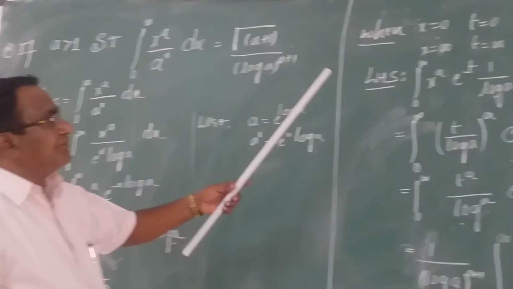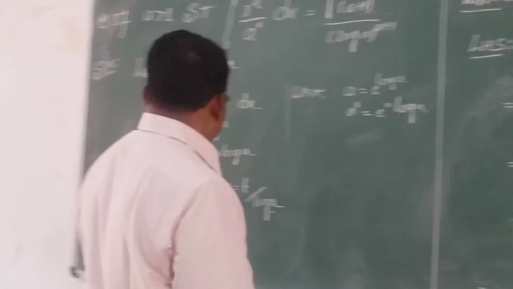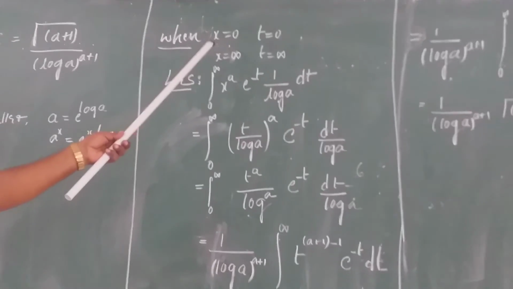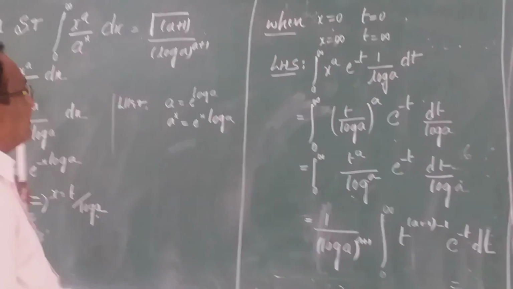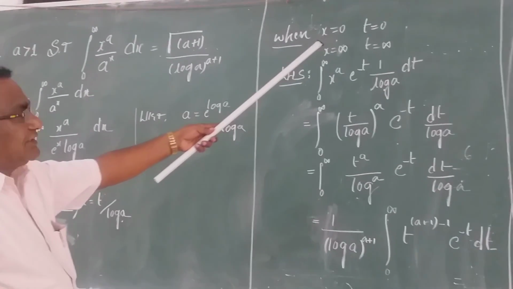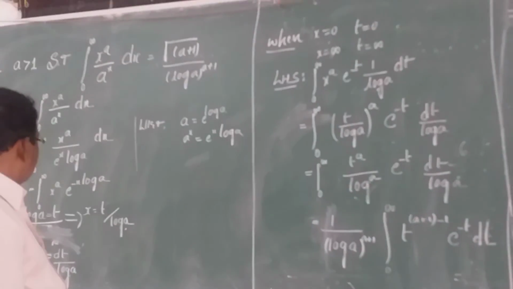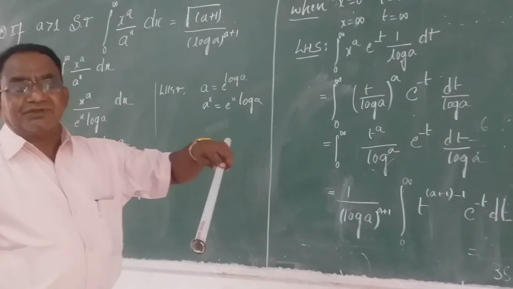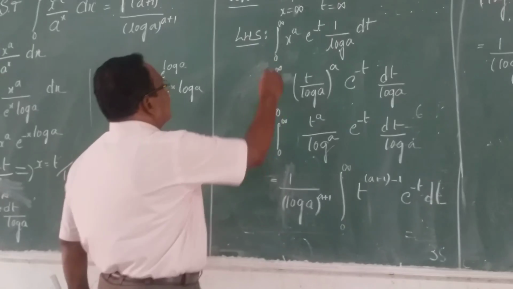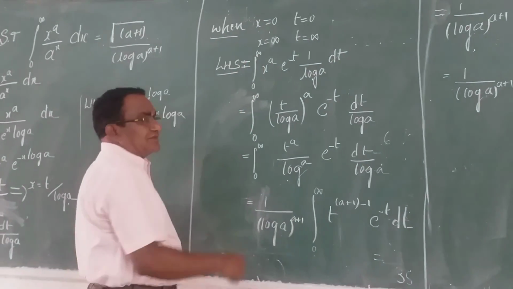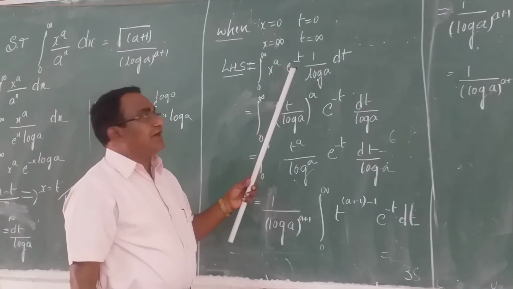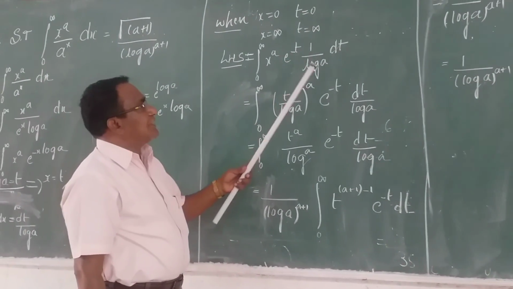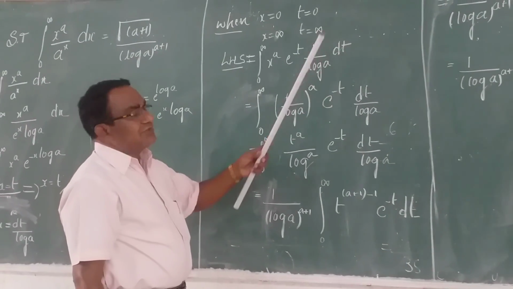Now, we have made use of this substitution, so let us check the limits of integration. When x is equal to 0, the lower limit, your new variable t is equal to 0. And when x is equal to infinity, t is equal to infinity. Therefore, your left hand side now becomes the integral from 0 to infinity of x to the power a, as it is, into e to the power minus t into 1 over log a into dt.